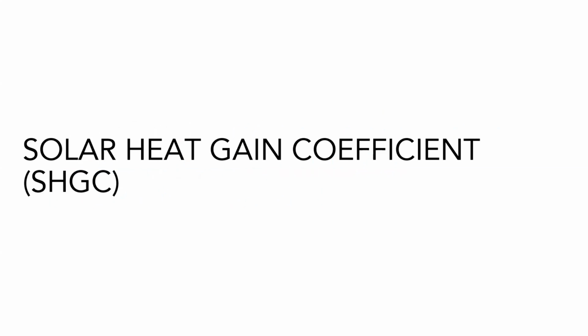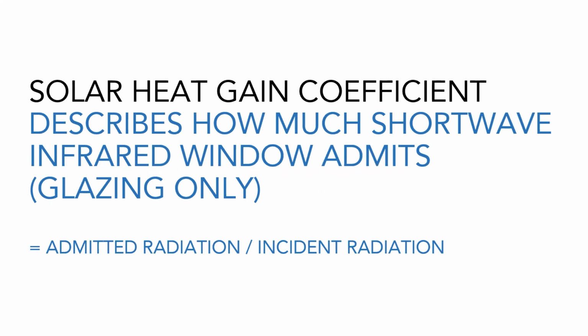Next, we have solar heat gain coefficient, also shortened as SHGC. The solar heat gain coefficient describes how much shortwave infrared a window emits. And this is only talking about the glazing. And you can figure this out by using emitted radiation over incident radiation. So this includes transmitted heat as well as the heat that is absorbed by the window, then re-emitted. To have a better performing window, you want to have lower SHGC, because that means less solar heat is emitted. So to get a range of the numbers, these typically are 0.25 to 0.55.